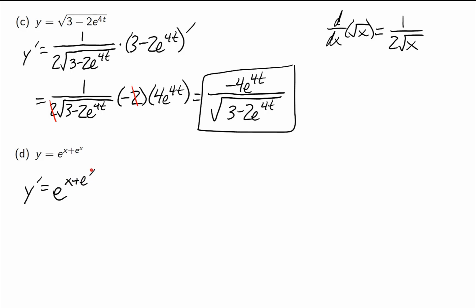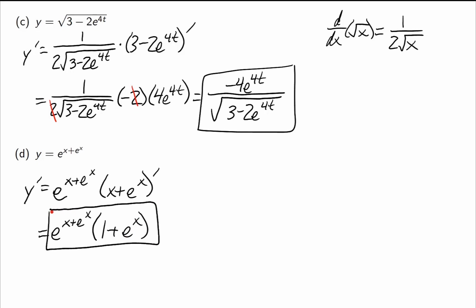x plus e to the x is my inside. Then I'll multiply by the derivative of the inside. Now I know this looks a little funny with two e's floating around, but the exponent is just x plus e to the x, and that is your inside, whereas your outside is the e to some power. So then I get e to the x plus e to the x, and the derivative of x plus e to the x is 1 plus the derivative of e to the x, which is e to the x, and I'll just leave this as my answer, even though it's a little bit weird looking.